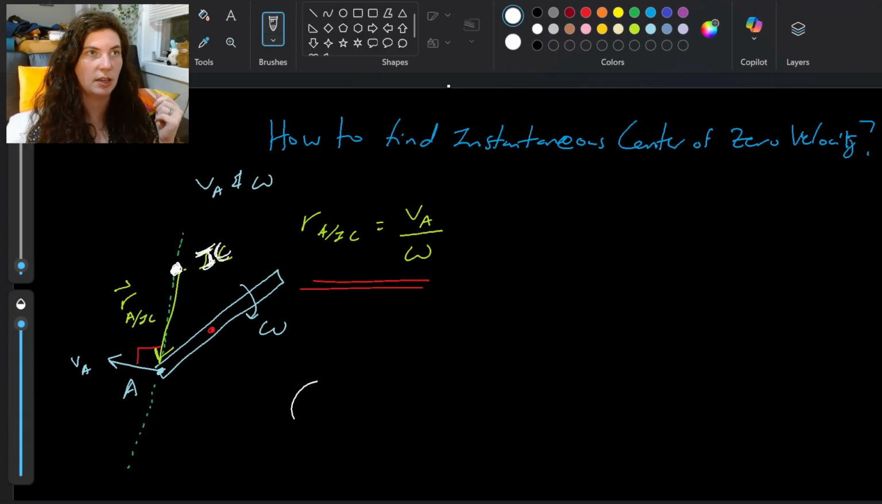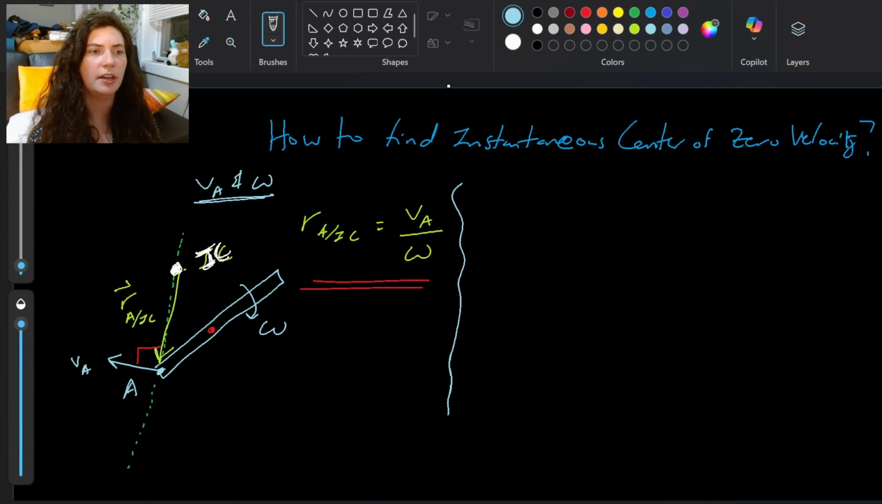Just like when we had that rolling object and we had this moment where we had no velocity when it is touching the ground, we have that for any given system. So that's what we're doing here. We're trying to find these instantaneous centers of zero velocity in these different scenarios. So this is one that you'll commonly come across: you're given a VA and an omega, and this is how you find the IC and that relationship between them.